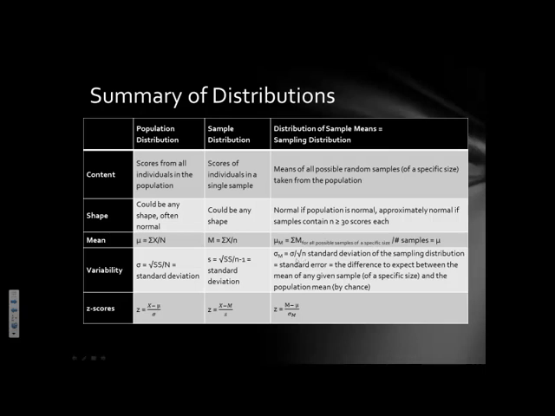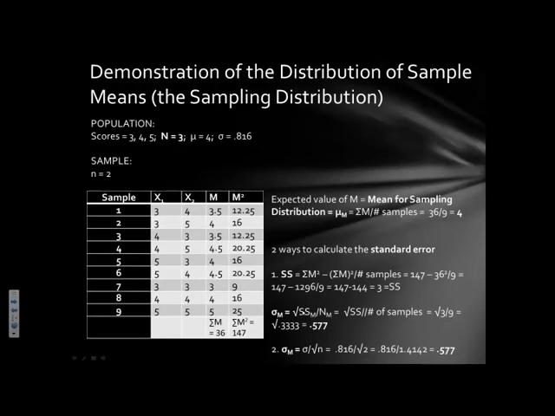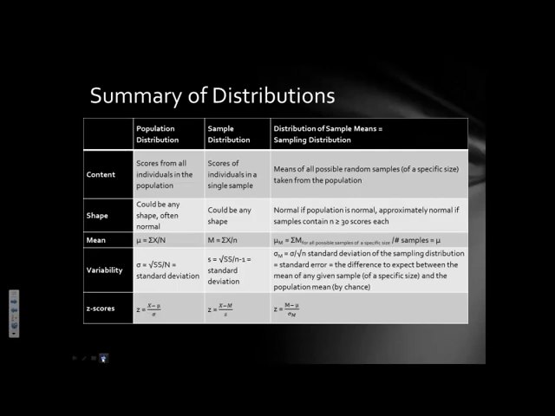And I demonstrated that that formula is equivalent to finding the standard deviation of the sampling distribution, using the traditional sum of squares divided by n formula, just using the means. Remember, you're not going to need to do that. You'll just be using that second formula.